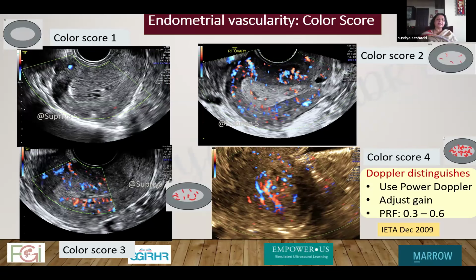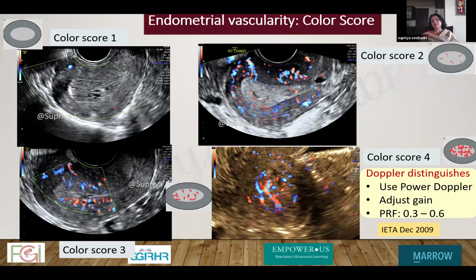Now, when we assess the endometrial vascularity or want to note the color, it's important that we optimize the Doppler. There are several steps in optimizing the Doppler, but what is important to note is, first and foremost, in gynae vascularity studies, we use what is called the power Doppler, because power Doppler has the ability to pick up low velocity flow.